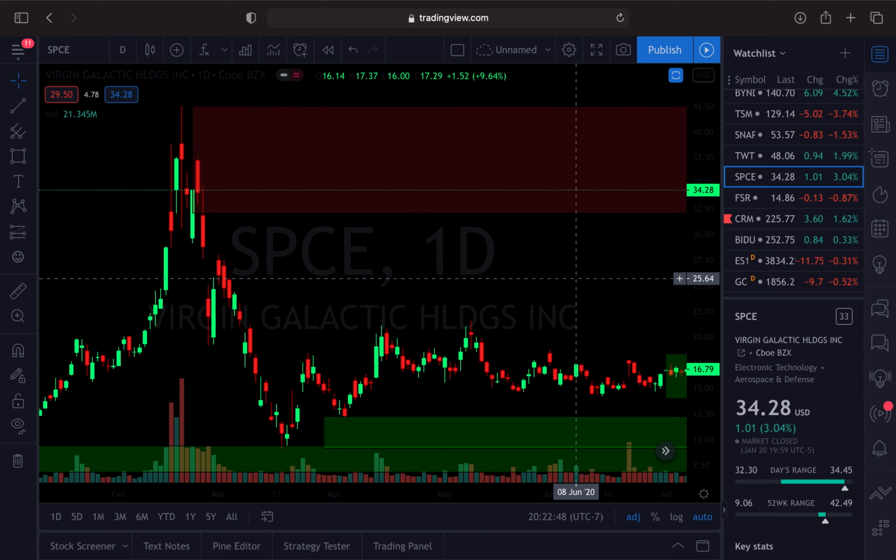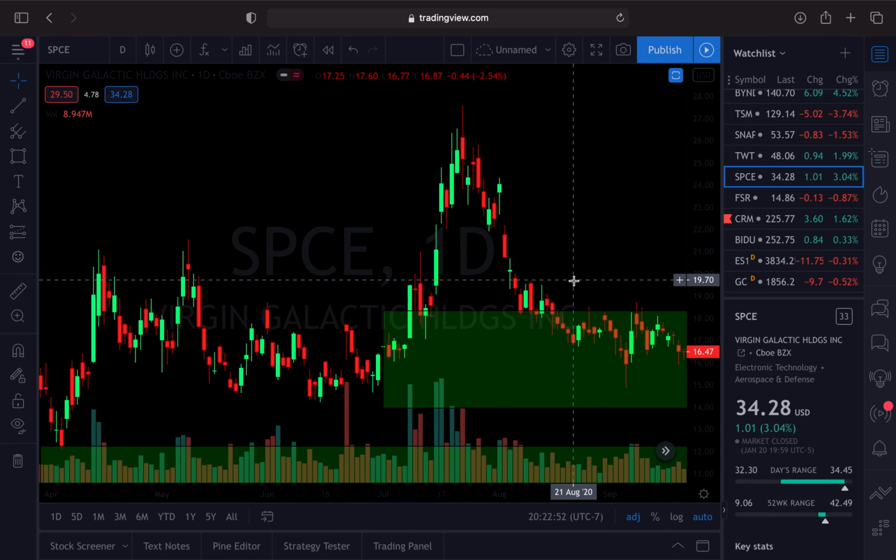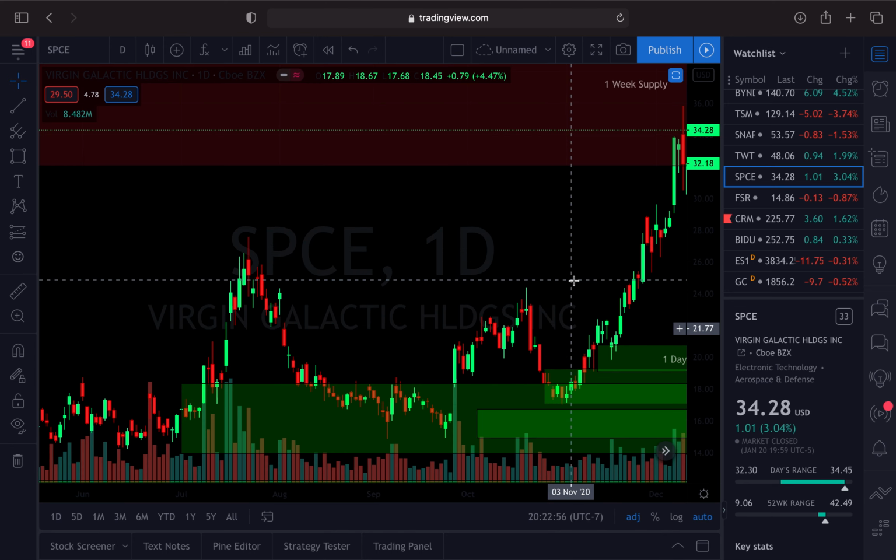Now, same thing for supply zones. So now we got to look at supply zones. It's kind of a crappy chart to do it.